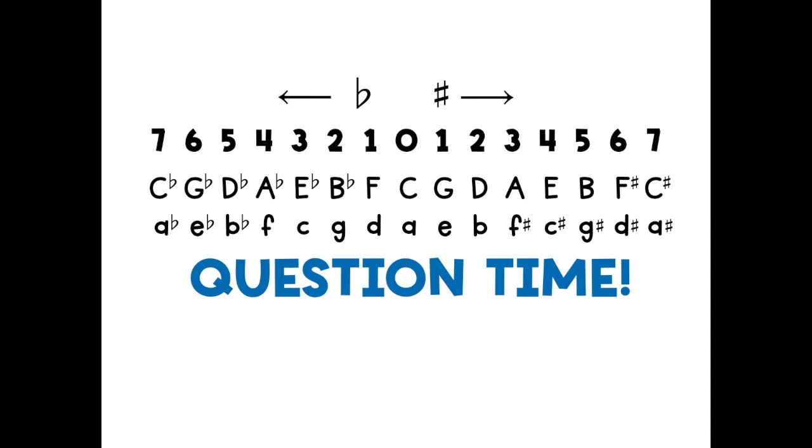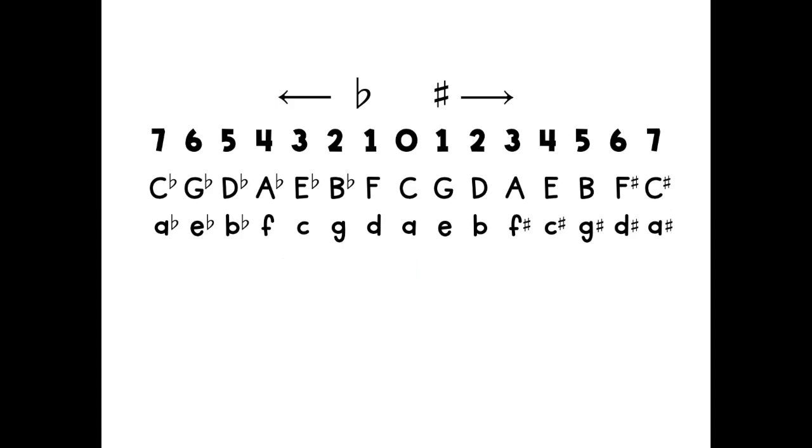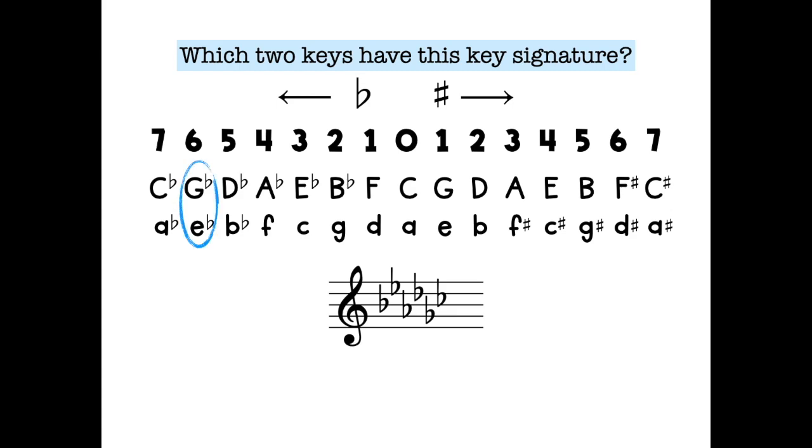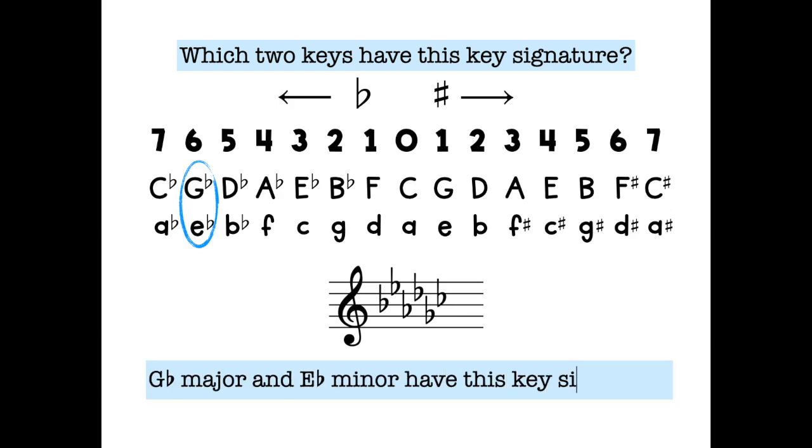So let's see if we can do some questions. Here's a first example question. Which two keys have this key signature? So what do we do here? We need to count how many flats or sharps. 1, 2, 3, 4, 5, 6 flats. Where's the 6 flats part? Over here, right? So it says which two keys have this key signature. So we're going to look at the two keys that are underneath that 6. And there's our answer. The capital letters show the major key and the lowercase letters show the minor key. So the answer is G flat major and E flat minor have this key signature.